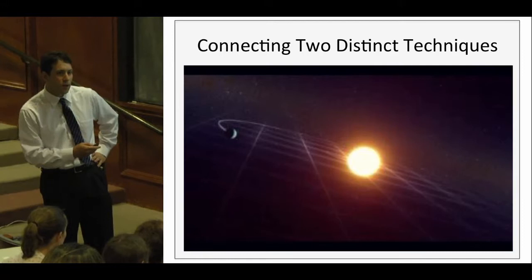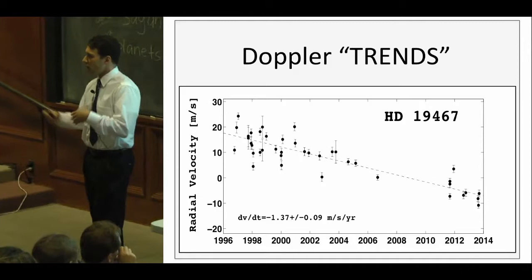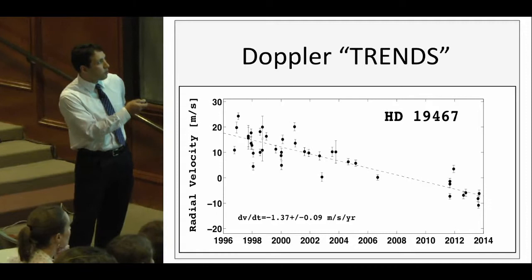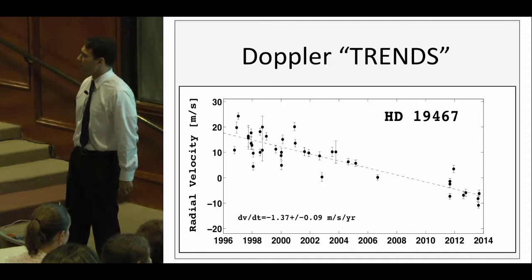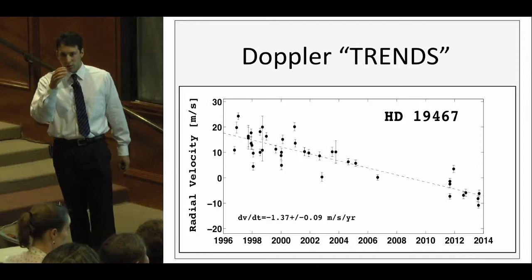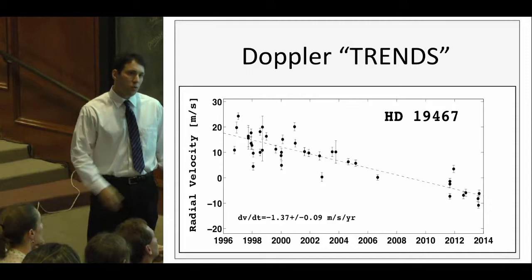This topic can be motivated through radial velocity accelerations, or so-called Doppler trends, if you like. Just looking at this plot here, even though it's a partial orbit, we know unambiguously that there is a companion lurking in the outskirts of HD 19467, and I will show you an image of that companion momentarily. There's some body that is gravitationally interacting with its star and producing this measurable radial velocity trend.